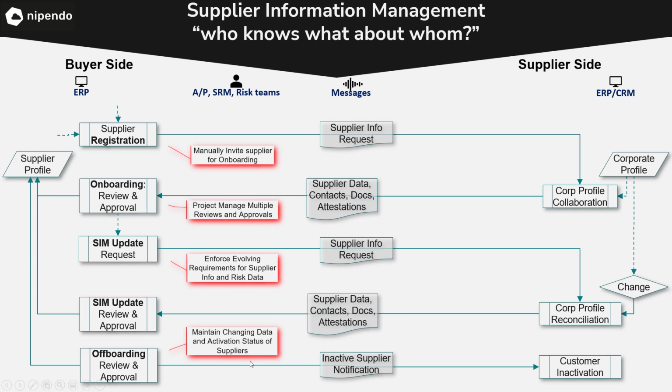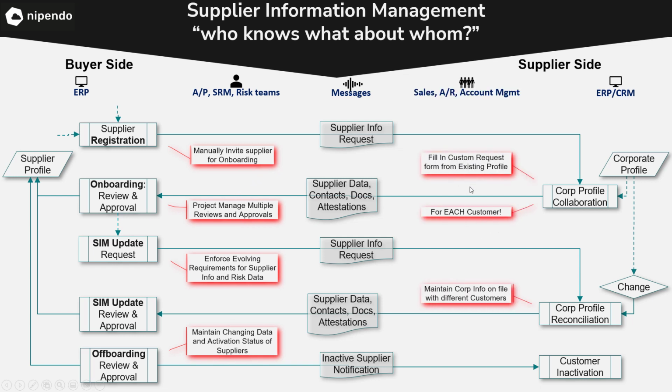And then maintain changing data and activation status of the suppliers over time. So these are all manual activities that need to happen and something that we, at Nipendo, would want to help with. On the supplier side, we also have a way to help, and that is around the suppliers juggling so many buyers asking them so many different things.